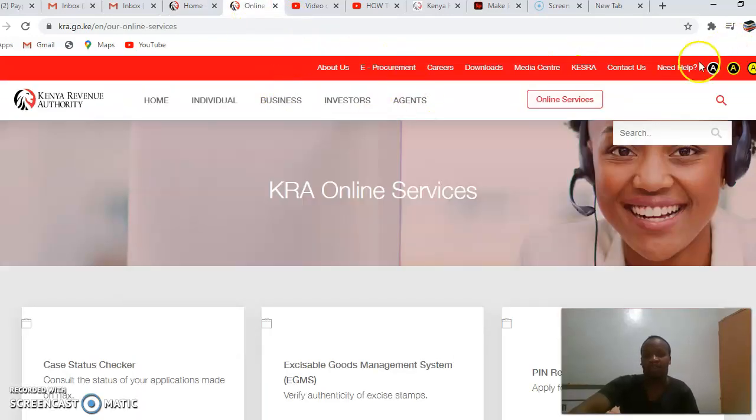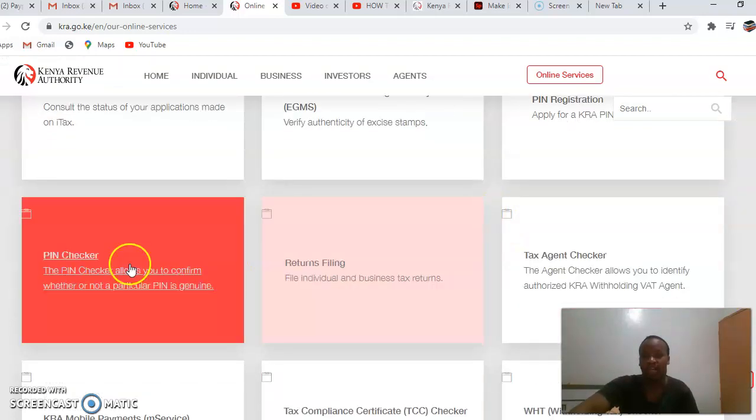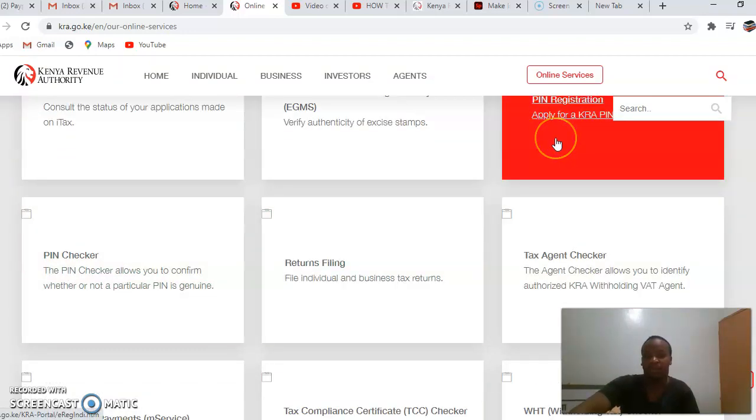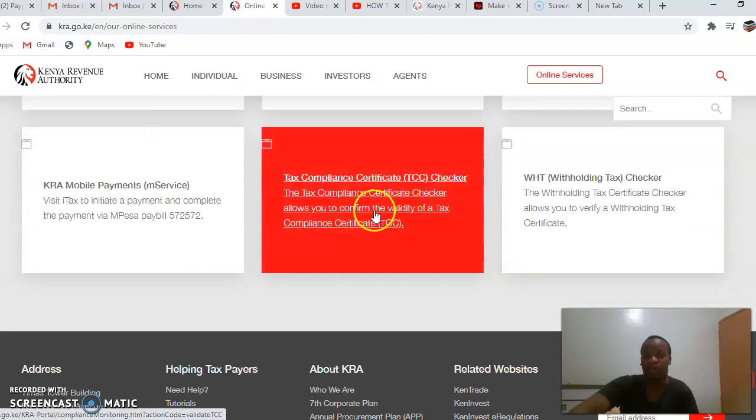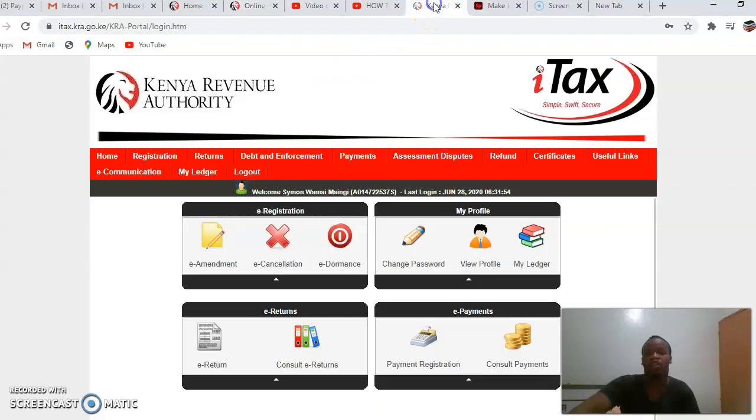When you come to online services, you'll have access to the following services: PIN registration, and that is where you'll also be able to generate your tax compliance certificate. So the other thing you need is to come to the Kenya Revenue Authority portal. You log in. Once you log in, here is where you'll generate your iTax compliance certificate.